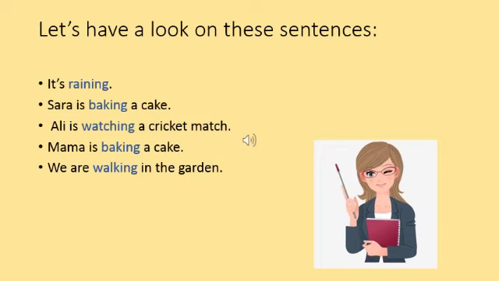Now, let's have a look at these sentences. Number 1. It's raining. Number 2. Sarah is baking a cake. Number 3. Ali is watching a cricket match. Number 4. Mama is baking a cake. And the last one, we are walking in the garden. Now, can you identify in which tense these sentences are written? Can you? Yes, these sentences are written in present continuous tense.